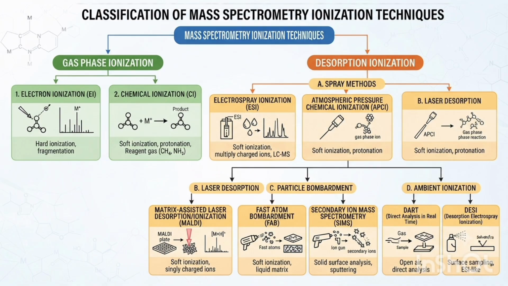On the other hand, chemical ionization, CI, is a soft ionization technique. Here a reagent gas is ionized and common reagent gases are methane, isobutane and ammonia. The reagent ions then react with the analyte, commonly through proton transfer, producing ions such as M plus H+ with much less fragmentation.